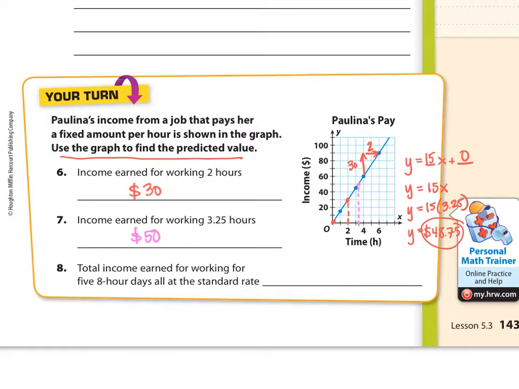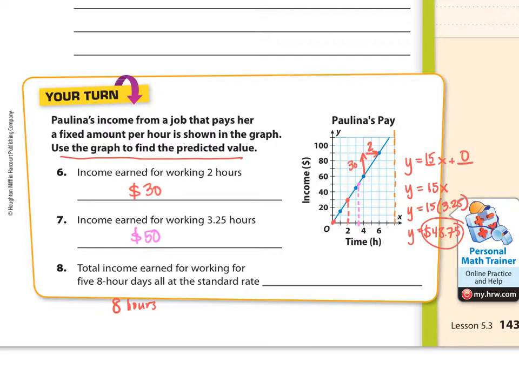Okay, and then number 8 says the total income earned for working 5 8-hour days, all at the standard rate. So 5 8-hour days. We've got to know how much 8 hours is. 8 hours is way over here, way off to the side, so it's going to be up here somewhere. What I could do is use my equation again and figure out for 8 hours how much that is. So I'm giving you some options here.